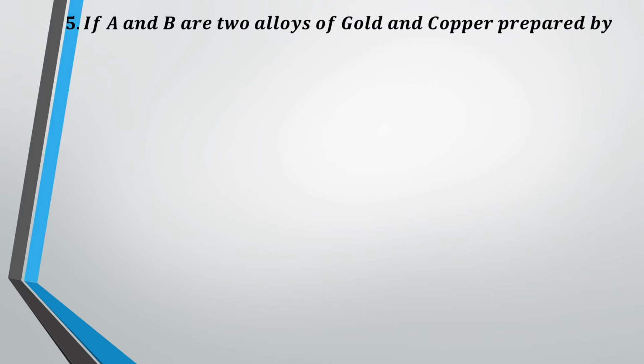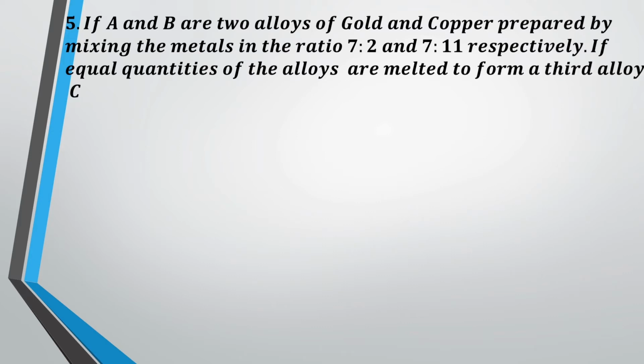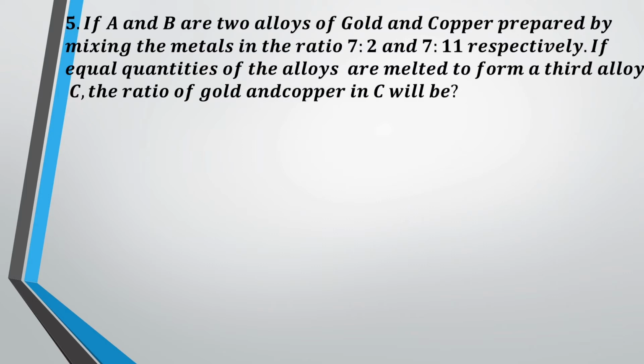We got the answer. The next problem, fifth one. If A and B are two alloys of gold and copper prepared by mixing the metals in the ratio 7 is to 2 and 7 is to 11 respectively, if equal quantities of the alloys are melted to form a third alloy C, the ratio of gold and copper in C will be how much?